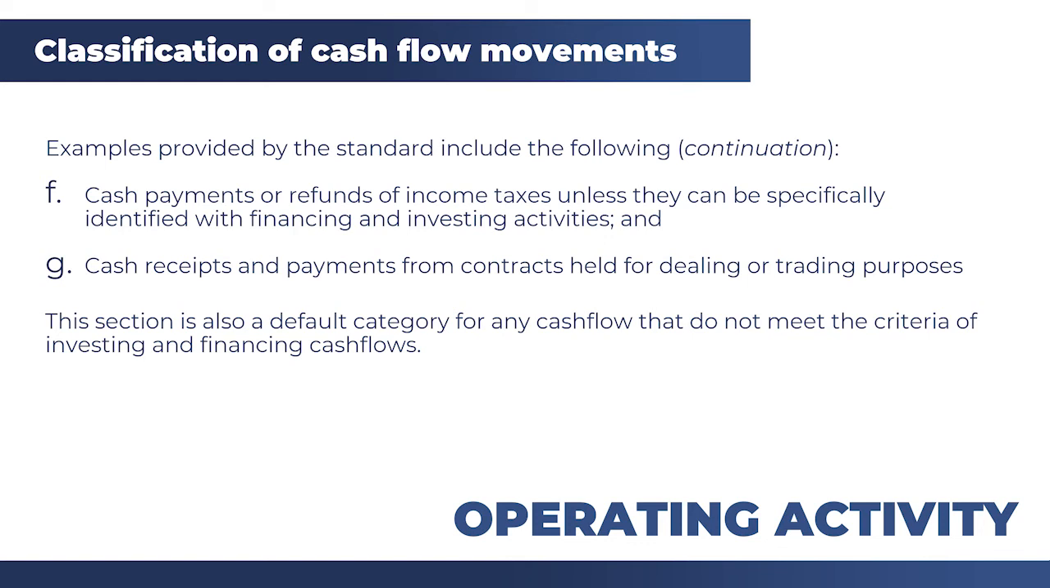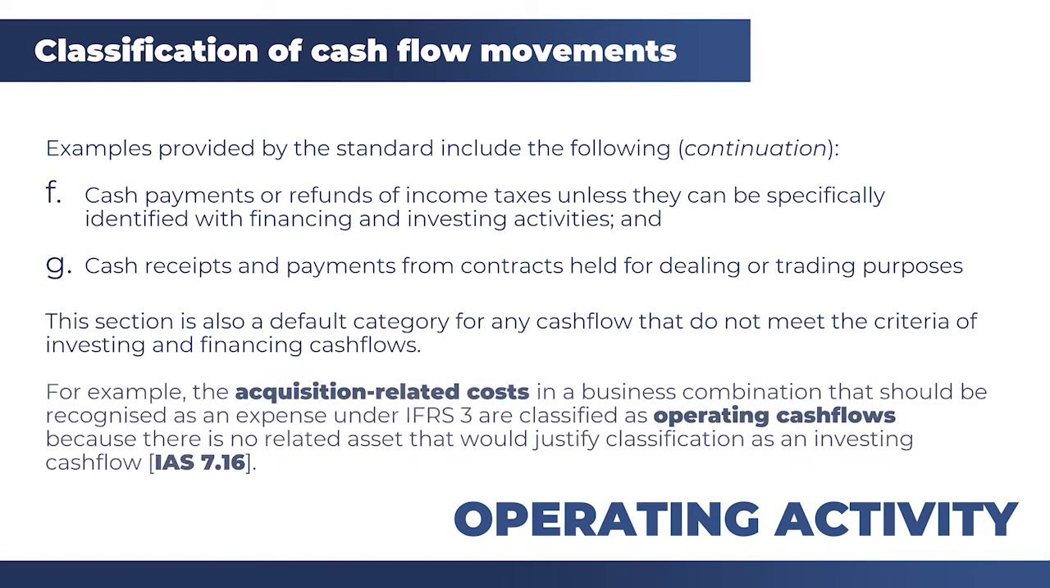One example provided by the standard is the acquisition-related costs in a business combination that have to be recognized as an expense under IFRS 3. These are classified as operating cash flows because there is no related asset that would justify classification as an investing cash flow.